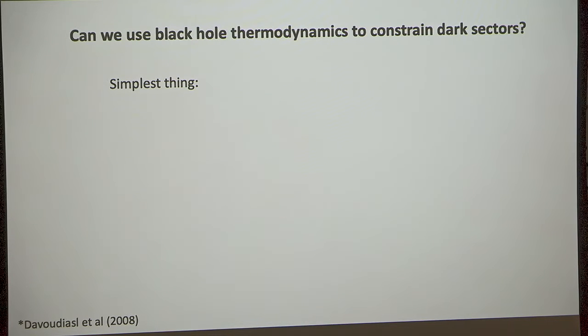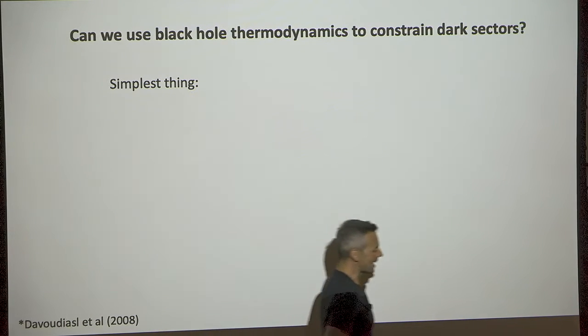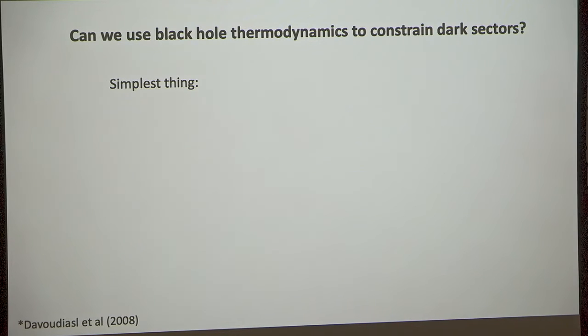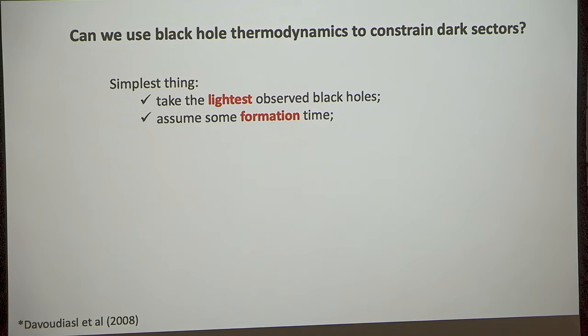Okay, so can we use black hole thermodynamics to constrain dark sectors? That has been in the back of my mind for a long time, and I think the answer is yes. There's one really trivial thing to do, which sounds very stupid, but it's actually not as stupid as it sounds, which is to take the lightest black holes that we know exist, say LIGO black holes or some astrophysical black hole that I'm pretty convinced exists, and assume some formation time, some age associated with these black holes.